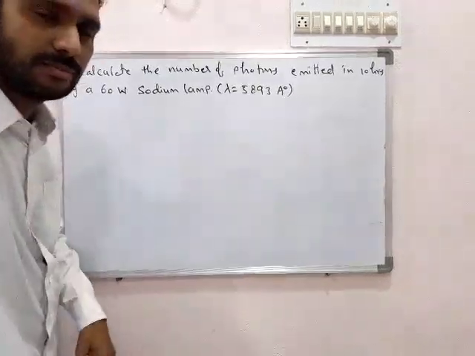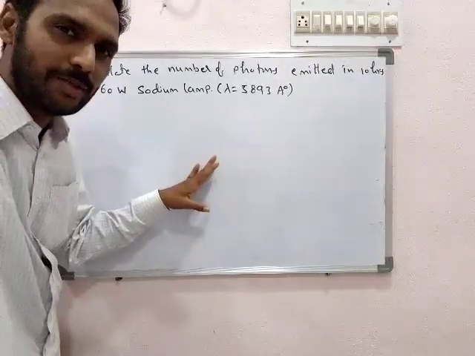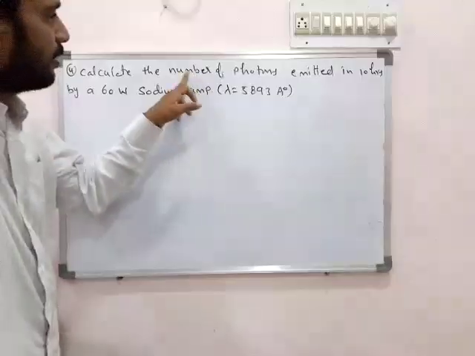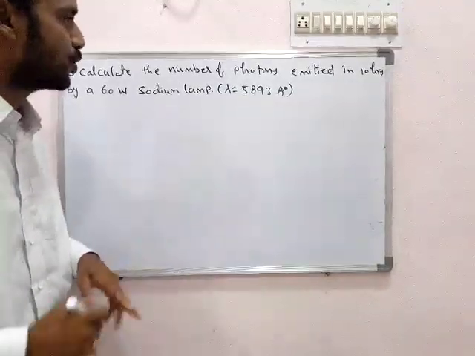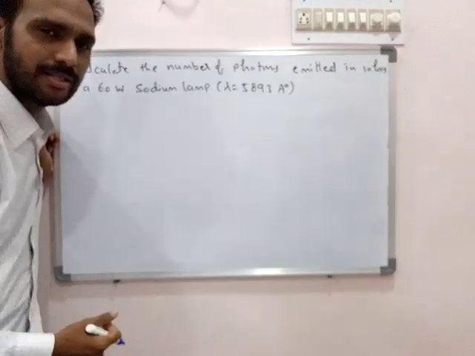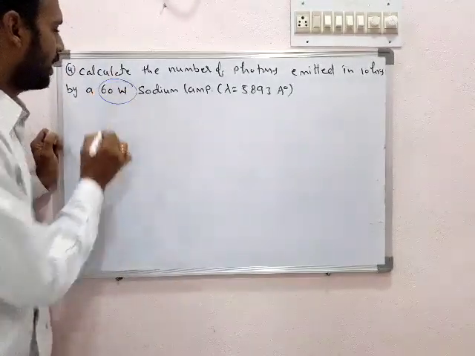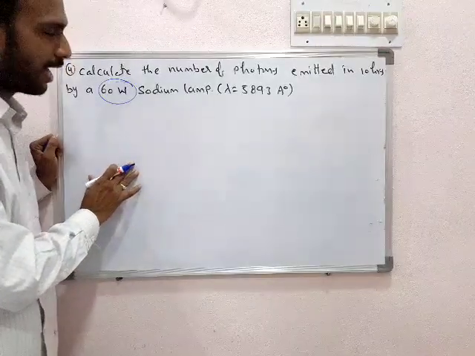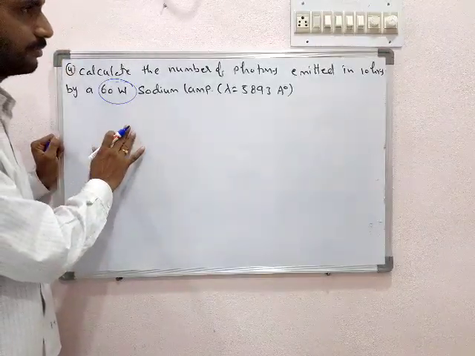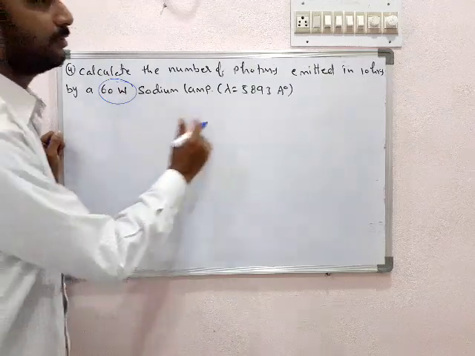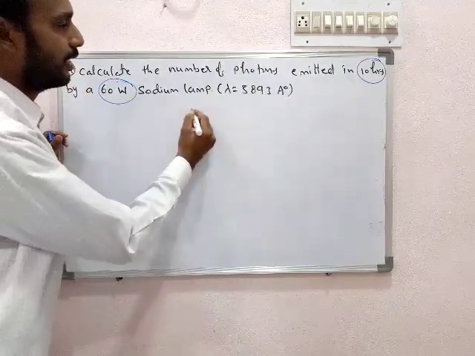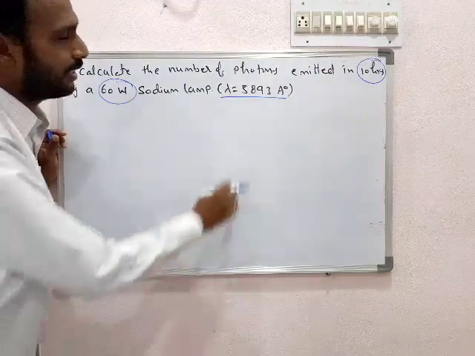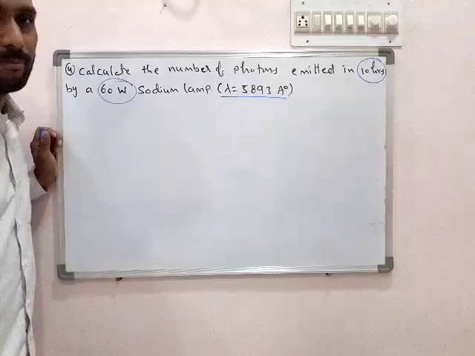Okay, see the next one. It is nearly similar to the earlier problem. Calculate the number of photons emitted in 10 hours by a 60 watt sodium lamp. Here the sodium lamp is another type of light. The capacity of the bulb is 60 watts. We need to find the number of photons in 10 hours. The lambda of the light is 5893 angstroms. It is a fixed value for the sodium lamp.